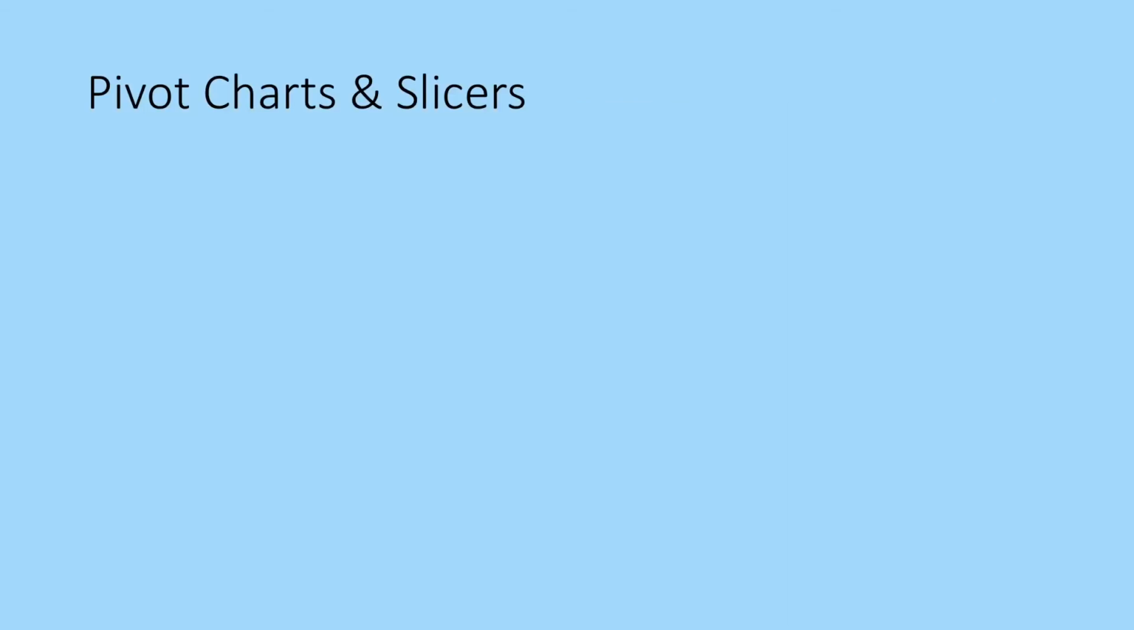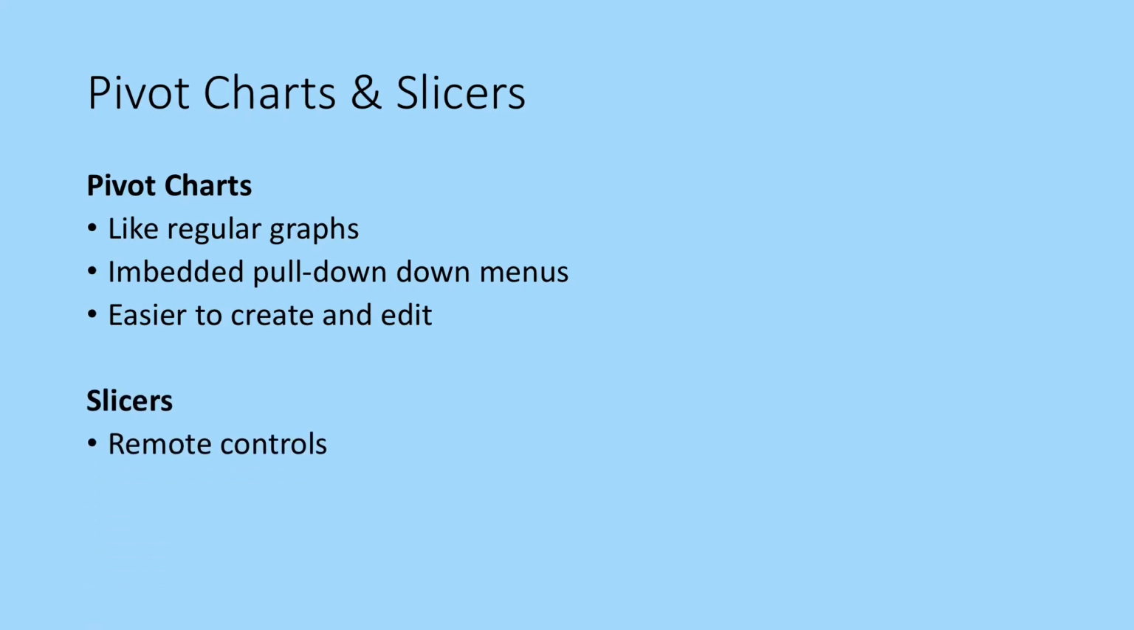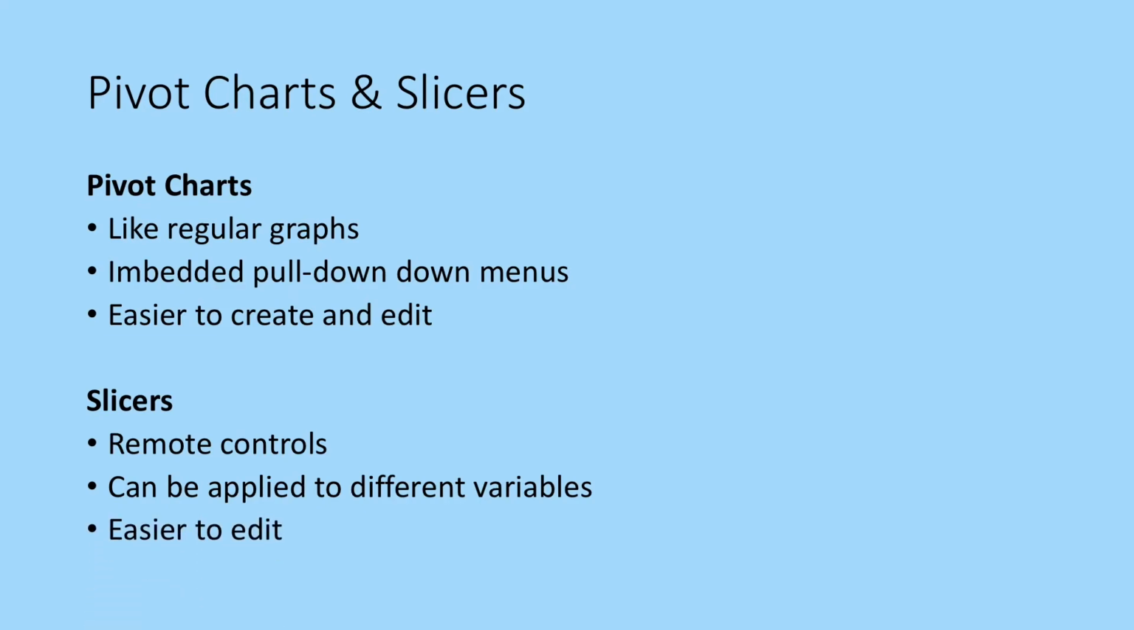Pivot charts and slicers. Pivot charts are really useful because they're a lot like regular graphs, but they have embedded pull-down menus in them, which makes them a lot easier to create and edit than a regular graph with manual input cells. And the reason we use slicers is because slicers are kind of like remote controls for pivot tables and pivot charts. They can have different variables applied to them, and that makes them also easier to edit.